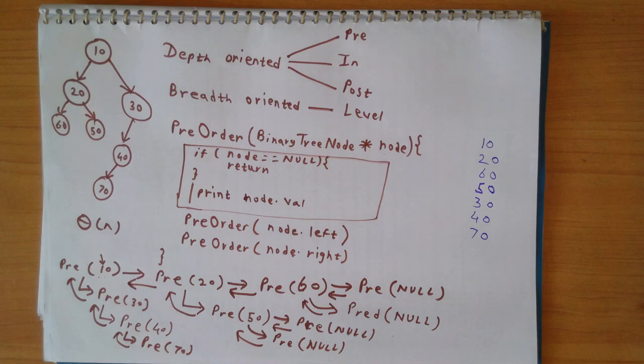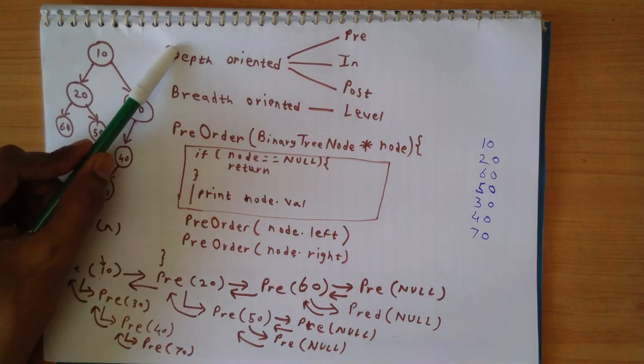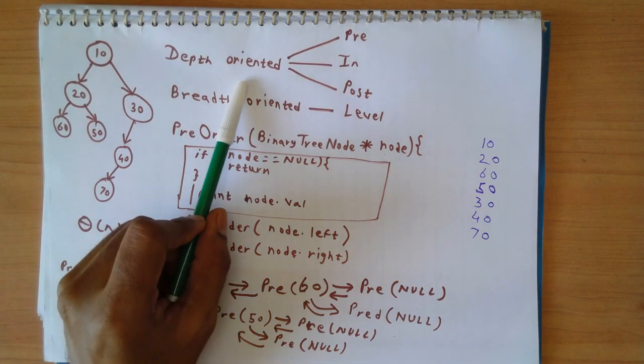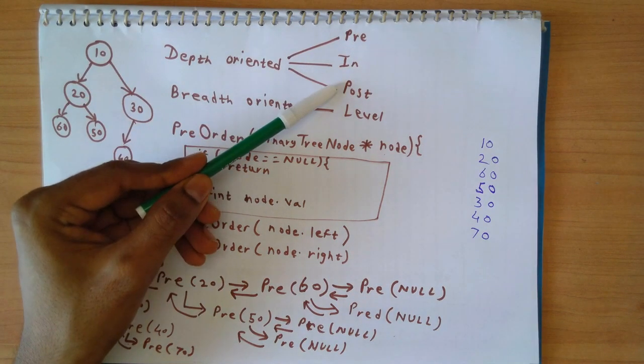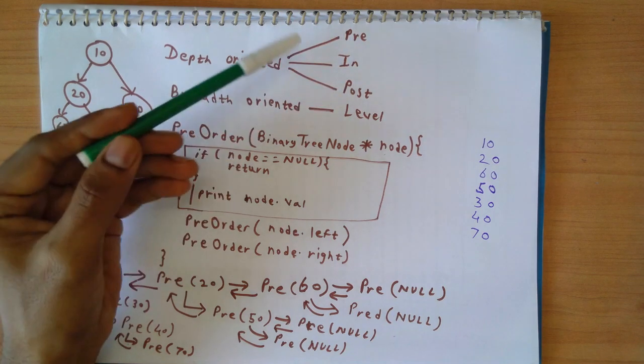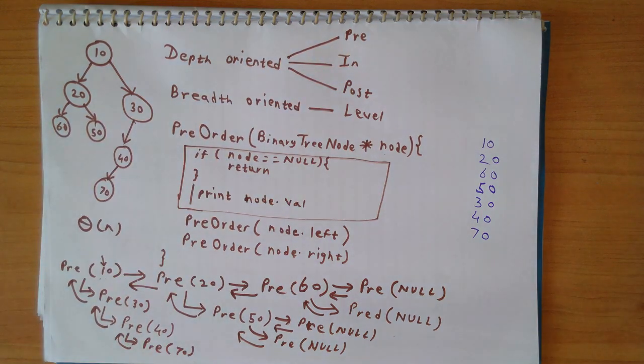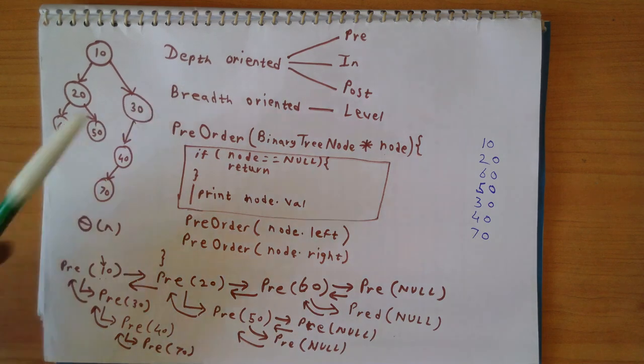So till now we have seen various depth-oriented traversals of binary tree. We looked at pre-order, in-order and post-order traversals, and for each of them we looked at the recursive logic as well as the iterative logic. Now let's switch to breadth-oriented traversal. So we are going to do the level-wise traversal of our binary tree.